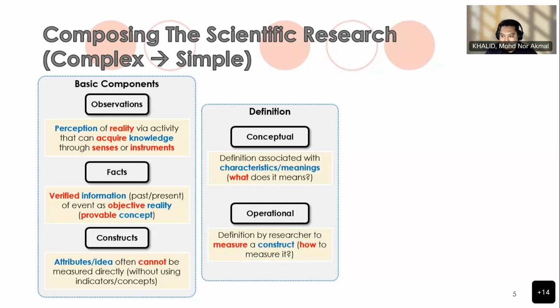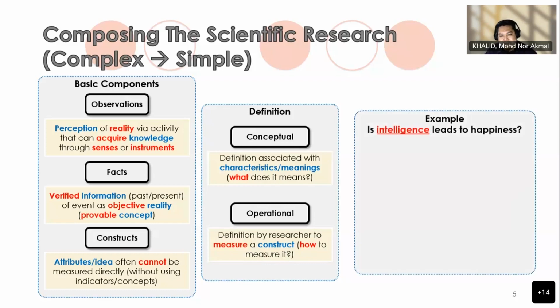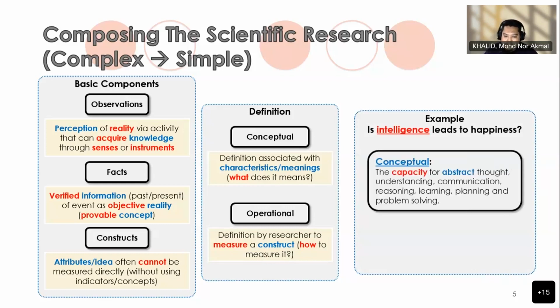objective or measurable. So for example, if we have this kind of research question, does intelligence lead to happiness? The conceptual meaning or definition of intelligence in this context, I just took the intelligence part. Of course, if you have a longer research question, you have to define each of the terms. So let's say you try to define intelligence itself. Conceptually, we can understand intelligence as a capacity of abstract thought and so on and so forth.